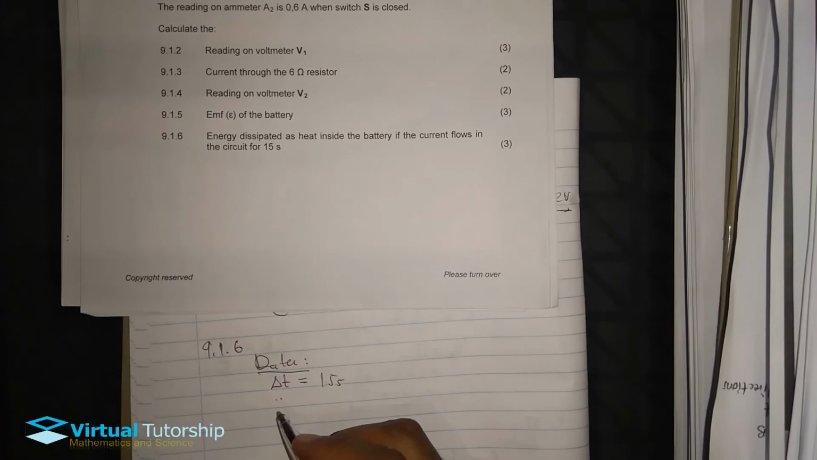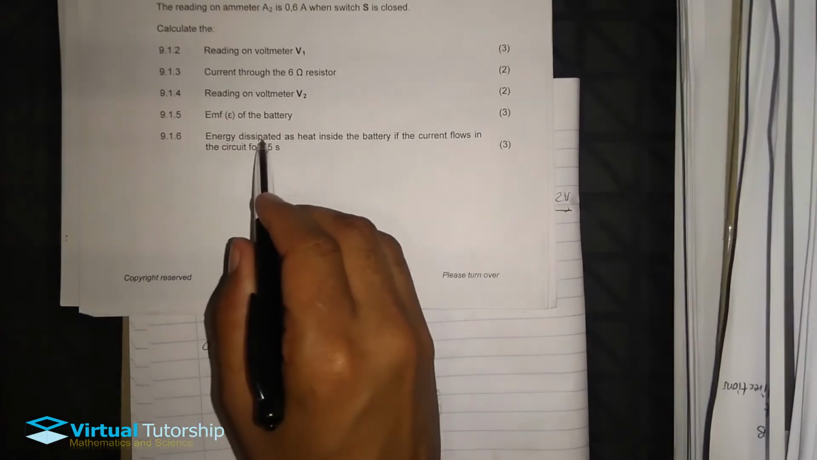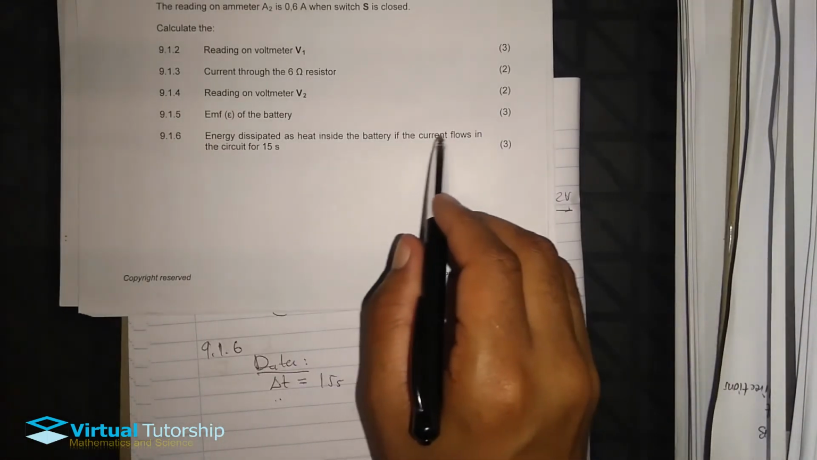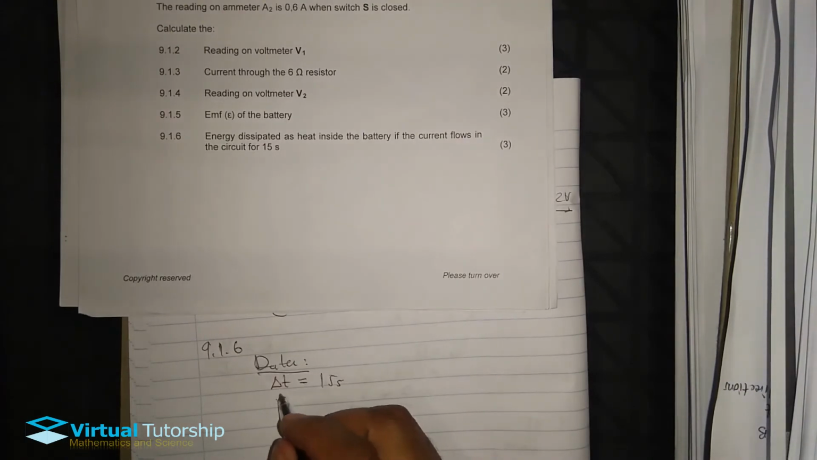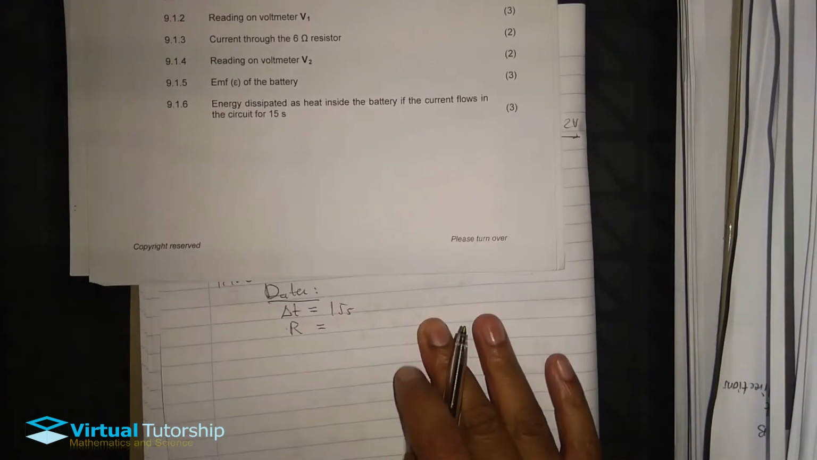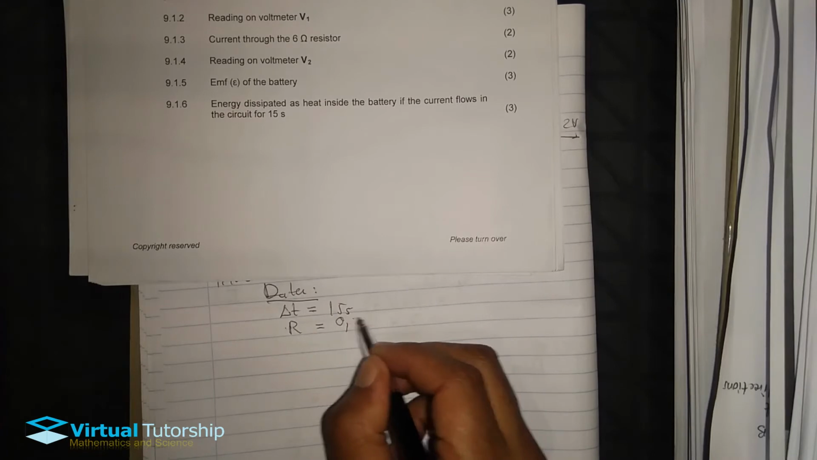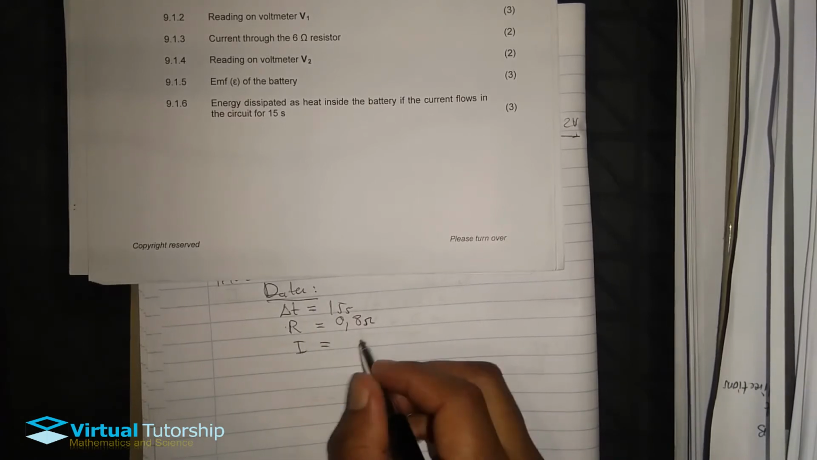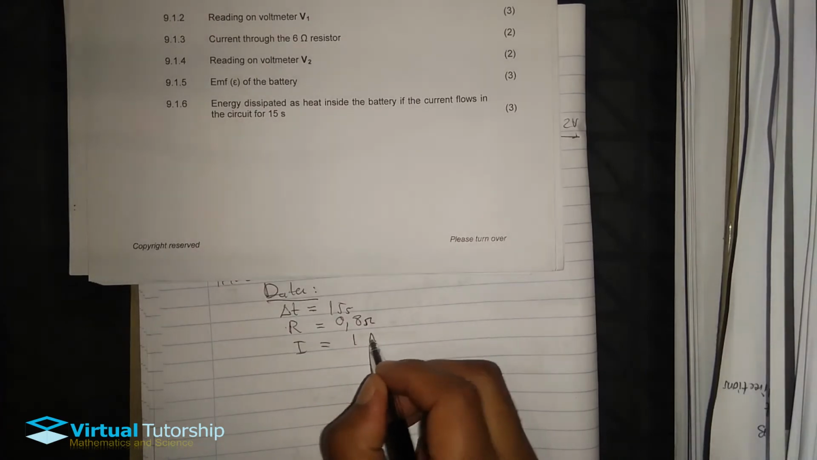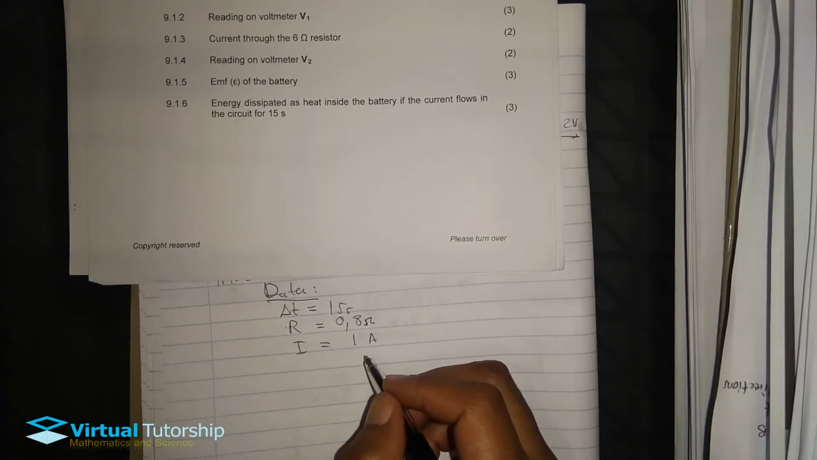I have the energy dissipated as heat inside the battery. So therefore the resistance is 0.8 ohms. I also have a current of 1 ampere. What else do I have?